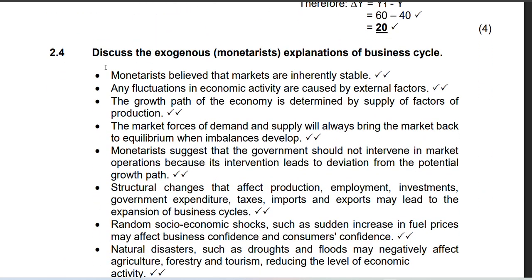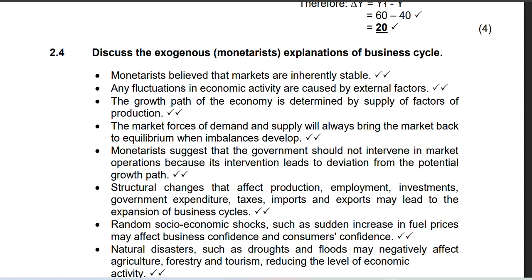And then 2.4, discuss the exogenous monetarist explanation of the business cycle. How does the monetarist explain the business cycle? Monetarists believe that markets are inherently stable. Any fluctuation in economic activities is caused by external factors.